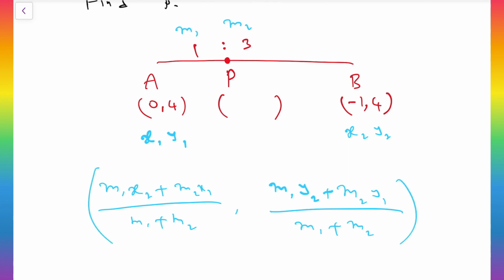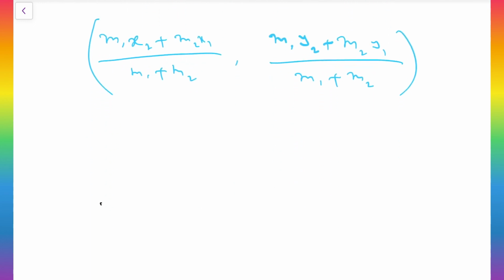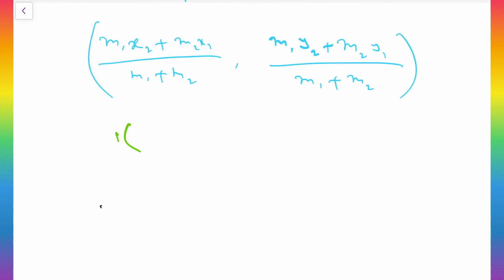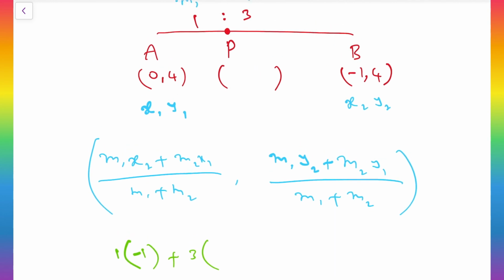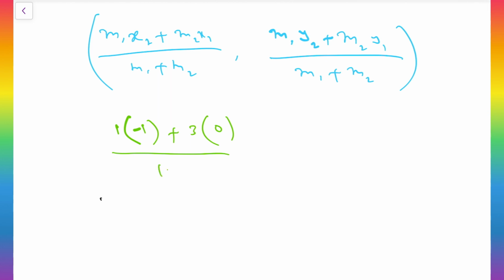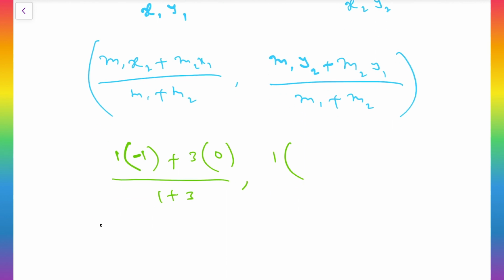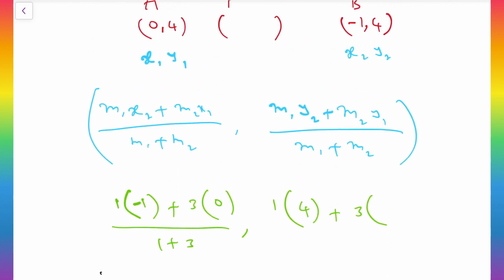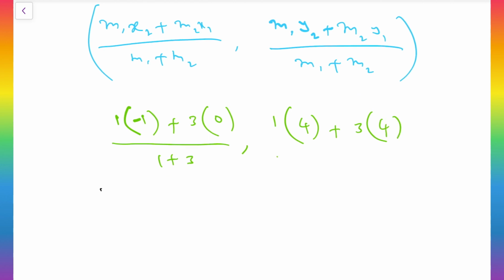Now let us substitute in this as usual. So here m1 is 1 and m2 is 3, right? So m1 is 1 into x2, x2 is minus 1, plus m2 is 3 into x1 is 0, divided by m1 plus m2, that is 1 plus 3, comma m1 is 1 into y2 is 4, plus m2 is 3 into y1 is 4, divided by m1 plus m2, 1 plus 3.